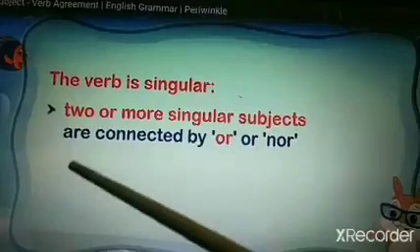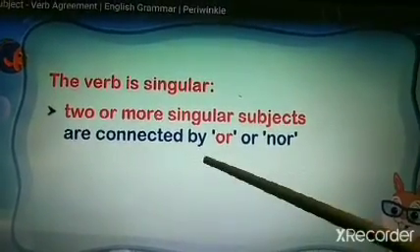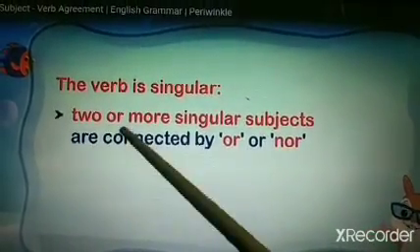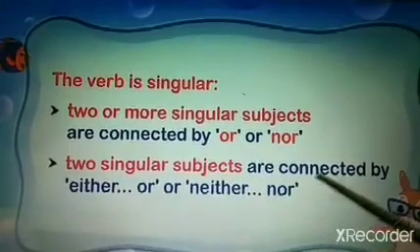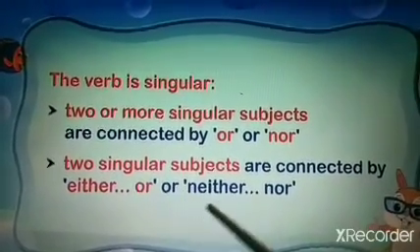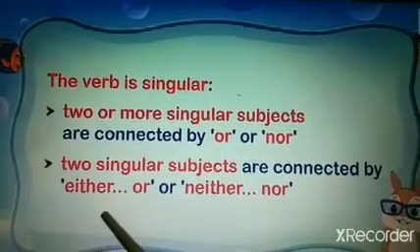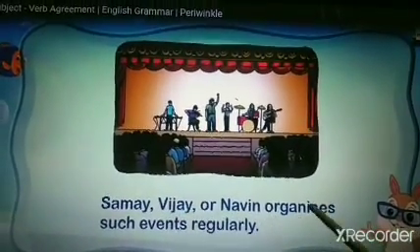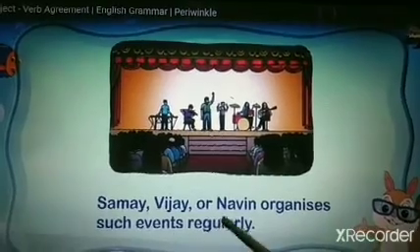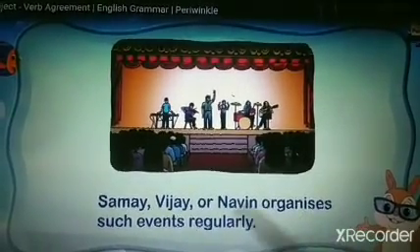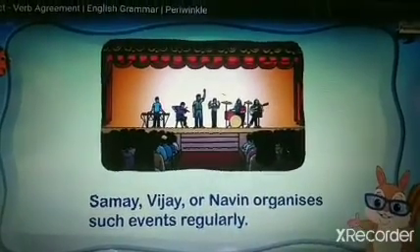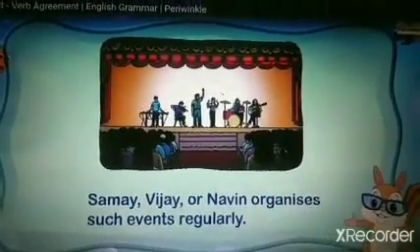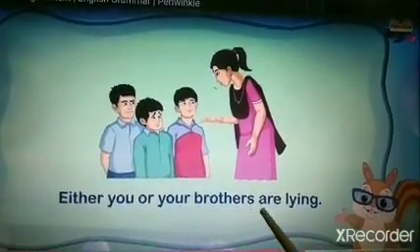The verb is singular when two or more singular subjects are connected by or, nor. When we are using or, nor, we will use a singular verb. Two singular subjects are connected by either, or, neither, nor. Samay, Vijay or Naveen organizes such events regularly. These are three different persons and we have or between them, so we will use a singular verb with them. Okay? Either you or your brothers are lying.